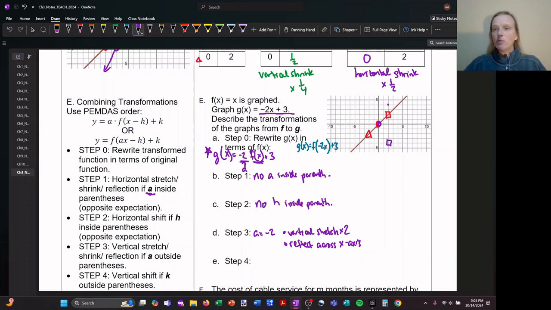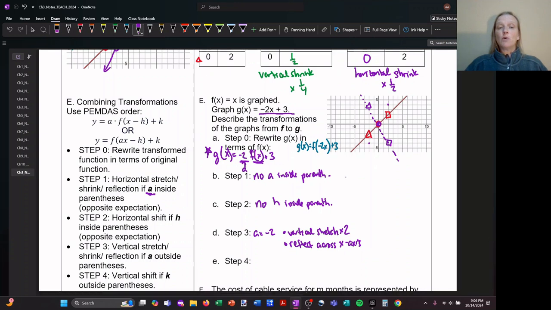Taking the triangle point, I want to take that -2 and double it because of this vertical stretch of 2. That takes me down to -4 down here, but I also have a vertical reflection. So I'm actually going up here to +4. So this is my in-between step just right now looking at step 3.